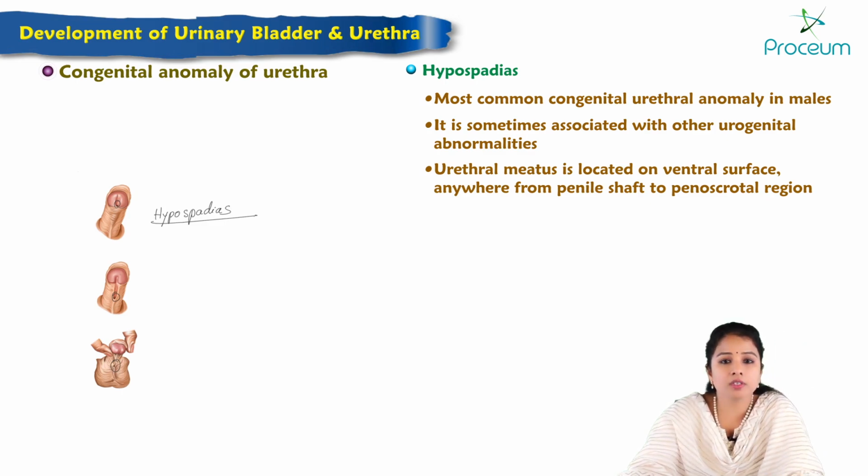So this is one of the congenital anomalies most commonly associated with the development of male urethra. So this completes the development of urinary system.